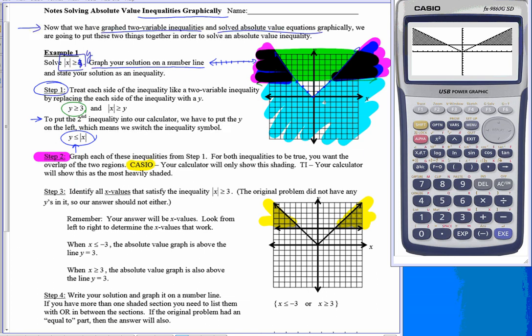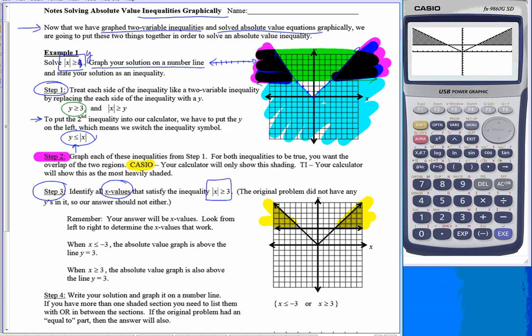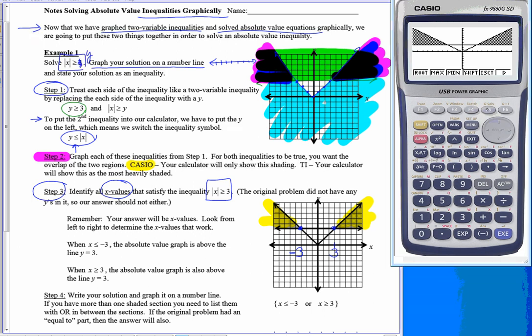All right, now step 3 is to just identify the x values that satisfy the inequality. Now remember, my original problem right here was the absolute value of x is greater than or equal to 3. The original problem didn't have any y's in it, and that's why I don't care about the y's for my answer. All I care about are the x values. So where do these things cross? They cross at -3, and they cross at +3. Remember, on your calculator, if you go to G-Solve and then intersection, you can see x equals -3, and if you hit the right arrow, it'll go to the second one as well.